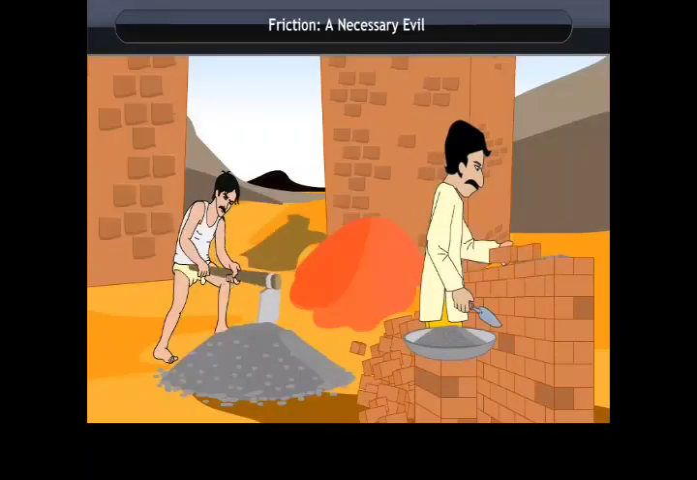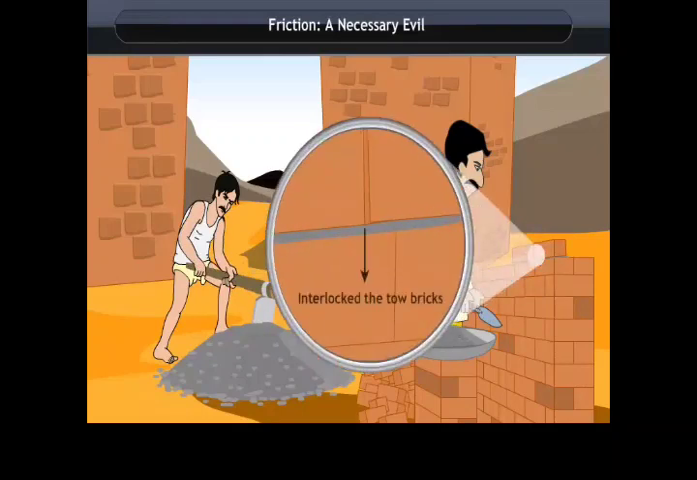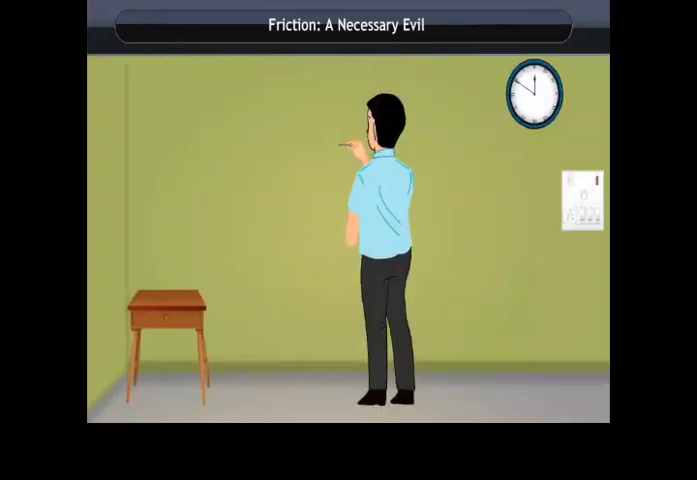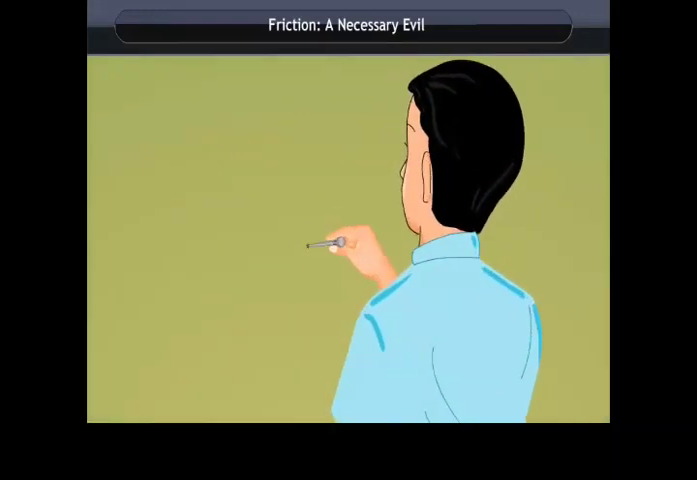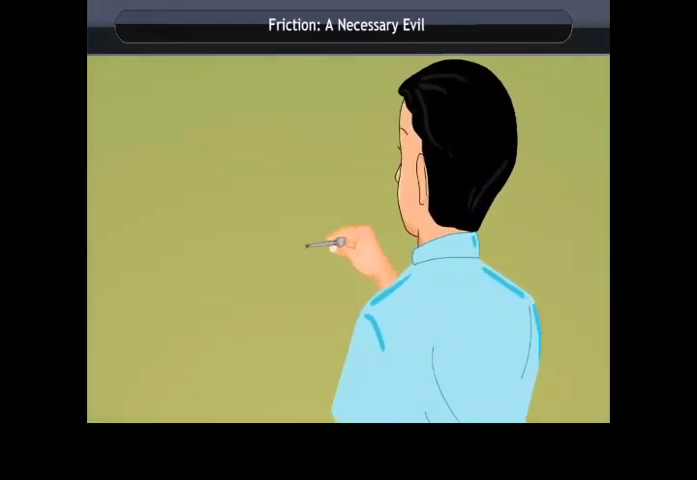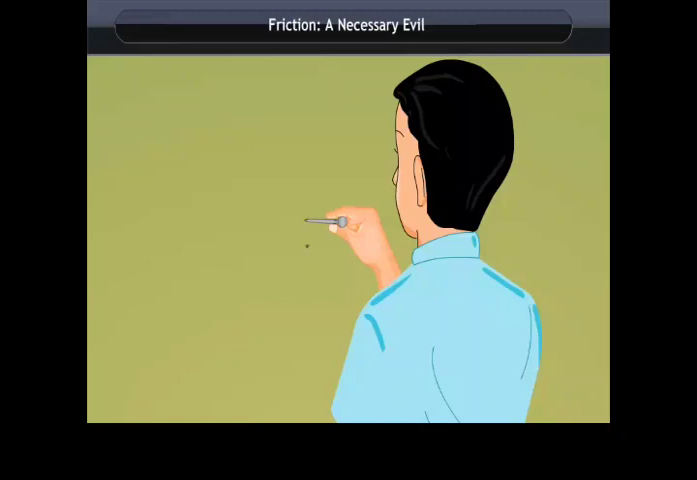Buildings are constructed because of the interlocking of rough surfaces with each other. That means, without friction, even buildings cannot be constructed. Friction is needed to fix a nail on the wall. We cannot fix a nail on a frictionless surface or smooth surface.